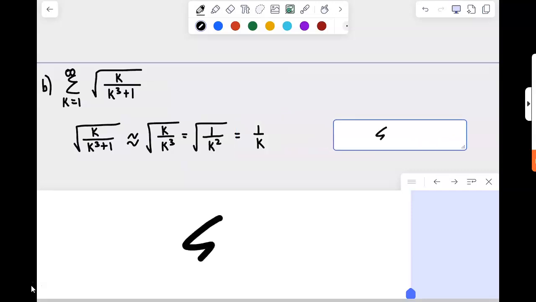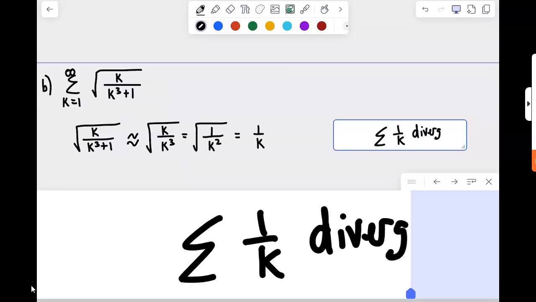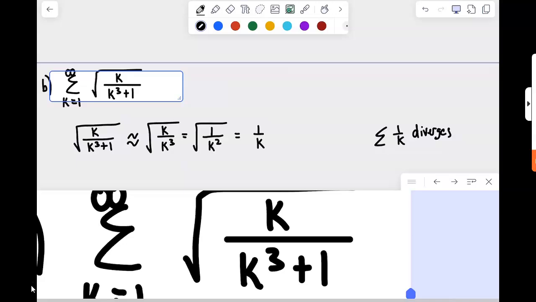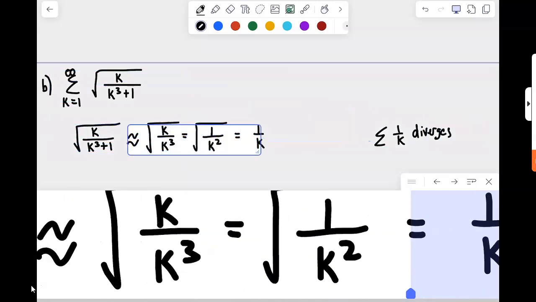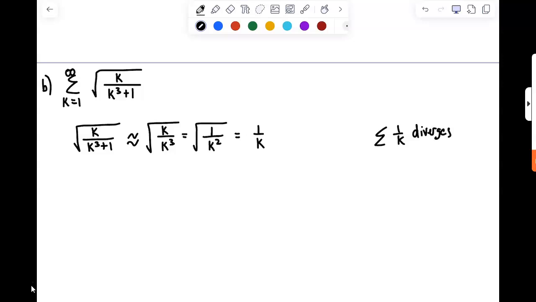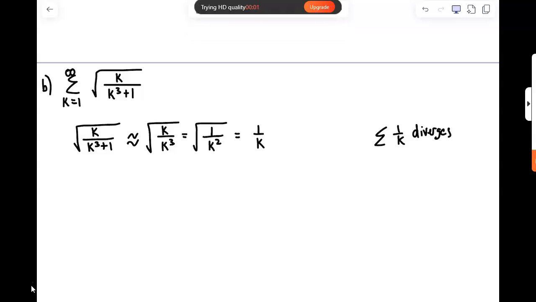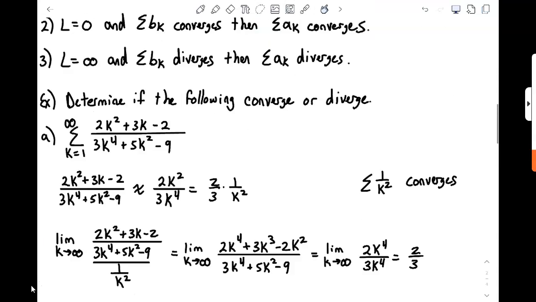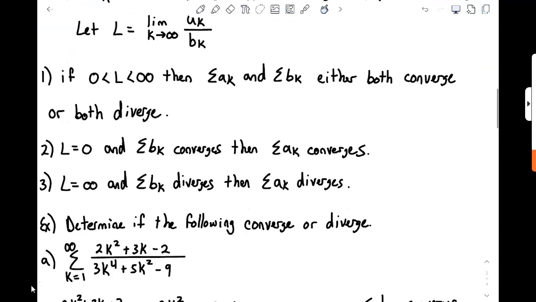Now we know that the infinite series 1 over k diverges because that's the harmonic series. So our suspicion now is that this series is also going to diverge, since it seems to be very closely related to it. But we don't know that yet until we use the limit comparison test, which is going to compare this series to that series. And remember, we're basically looking for two things.